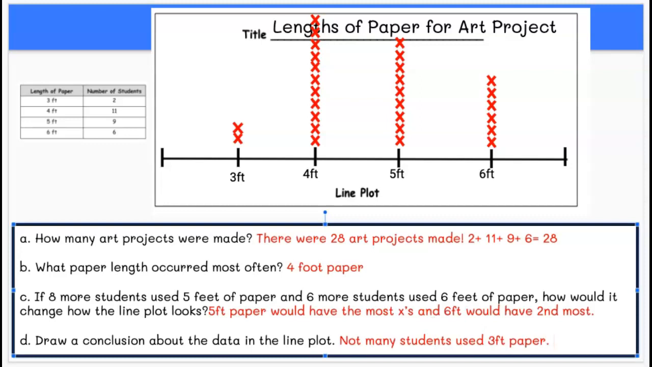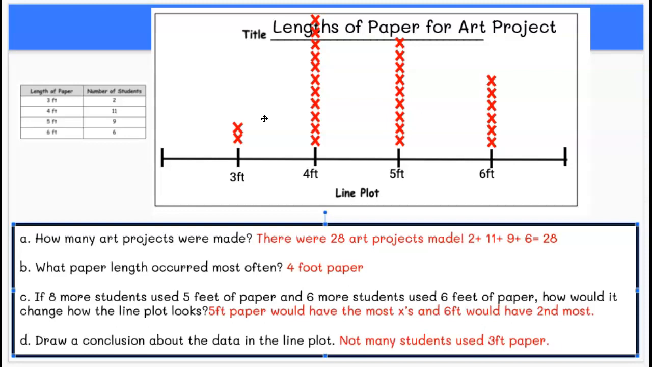A conclusion is basically just something you can say by looking at this data. So what could I say? I could have said most students use 4 foot paper. There's a couple different things that you can say. So when you're drawing a conclusion, you might not have the same answer as everyone else in our class. It's your conclusion. It's something you can tell by looking at our line plot data.